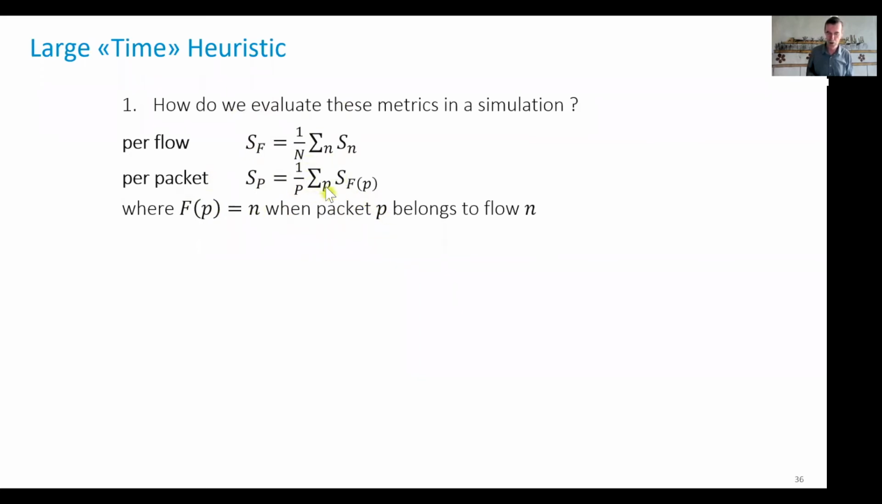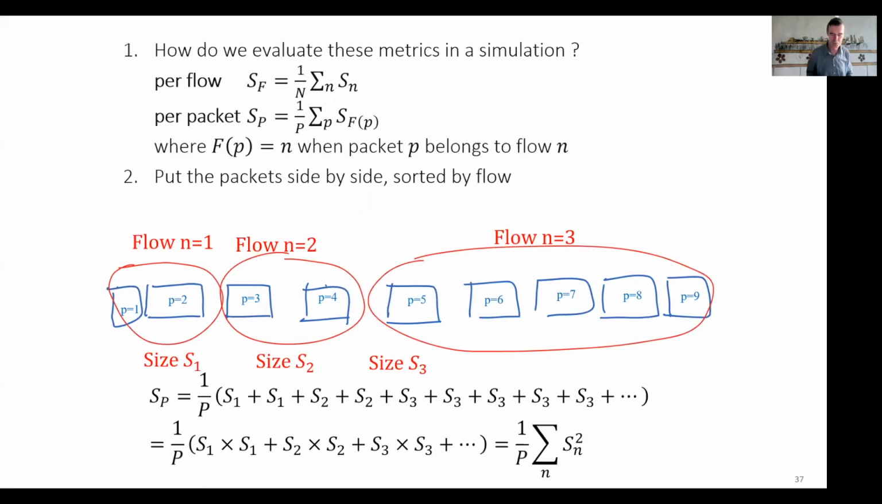So that's the sum over all packets. Packet p will answer S_f(p), the size of the flow that packet p is in, with 1 over the total number of packets. That's the average that is experienced if you ask all packets, or if you sample them randomly.